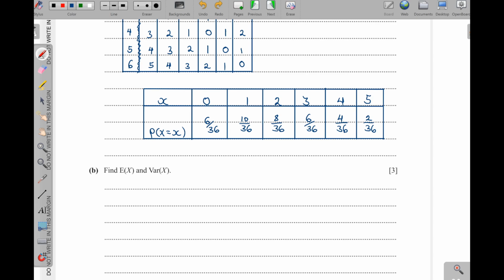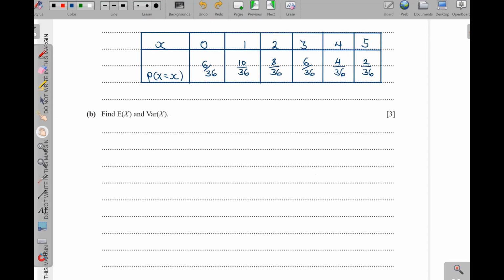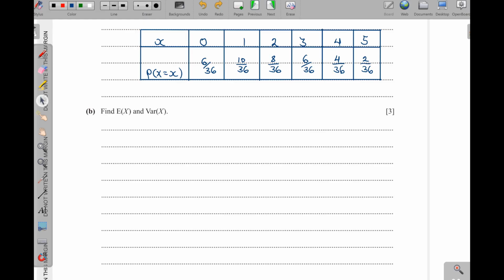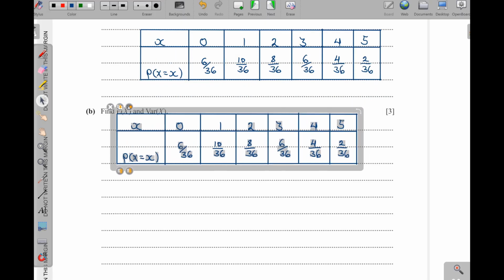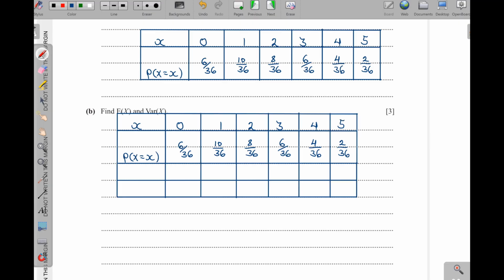Part B, we are supposed to find the expectation and then the variance. Okay, now what I'm going to do here is to duplicate this one, just bring it down here, and then I'm going to add on 2 rows. One row is for x times probability of x is equal to x, because we shall need it for the expectation. And then the other one is for x squared times probability of x is equal to x, because we shall need it for the variance.